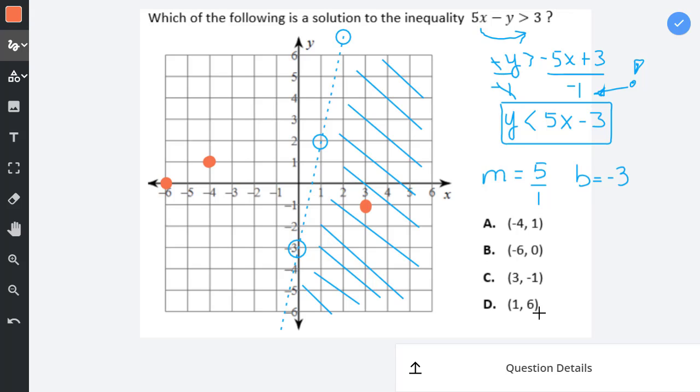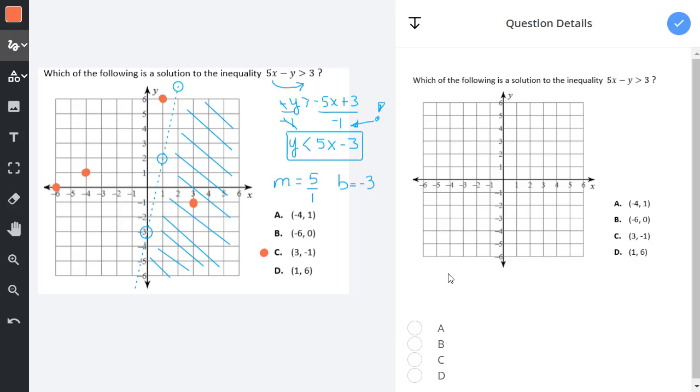Okay, and the last one is 1, 6. So I go to the right 1, and then 1, 2, 3, 4, 5, 6. And I see that this point right here is the only point that is inside the solution or the shaded region. So with that, I know that letter C is going to be my answer.